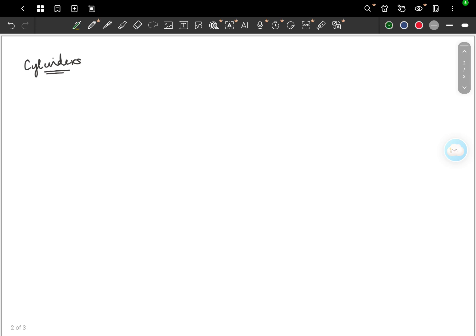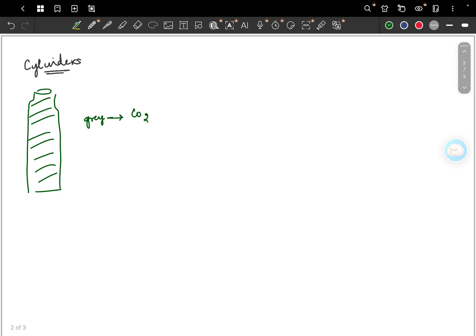So in cylinders we have different types of cylinders. If you see a cylinder which is completely gray in color, then it is carbon dioxide. If it is completely blue in color, it is N2O. If it has a black body with a white shoulder, it is oxygen. If you see a further division, this is black and this is white, and it is air.